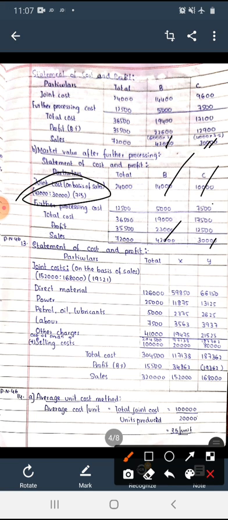In previous problems, they were giving the total joint cost. Right now, under this, different types of joint cost are there: direct material, power, petrol, oil, lubricant, labor, and other charges. And selling cost is given, and sales is also given in the problem. Okay, it's very easy. See the problem.